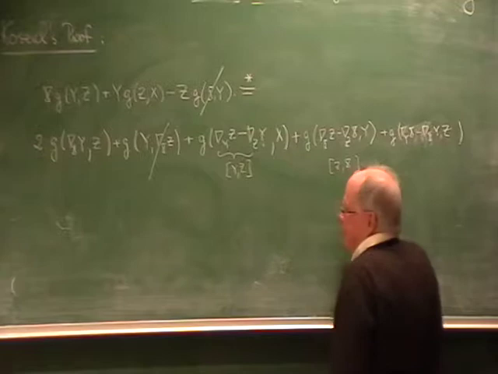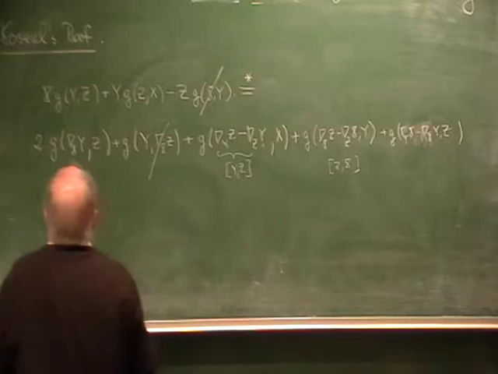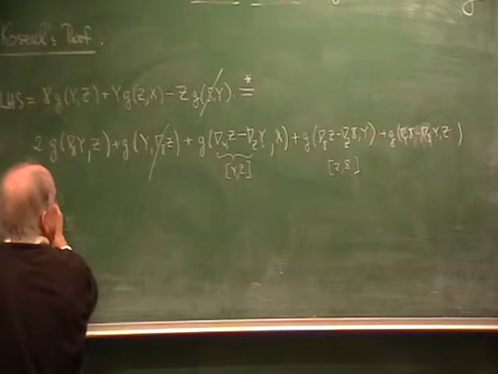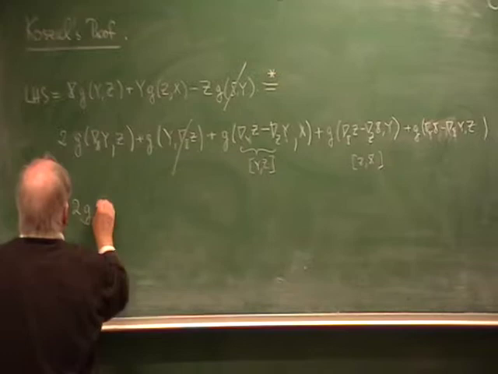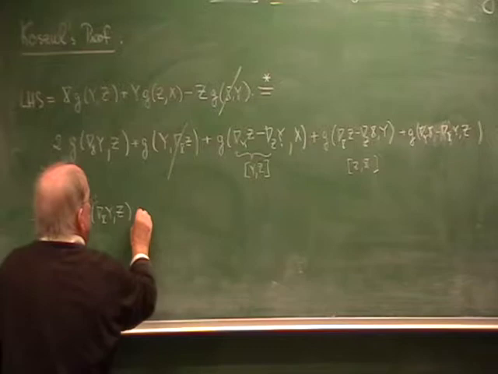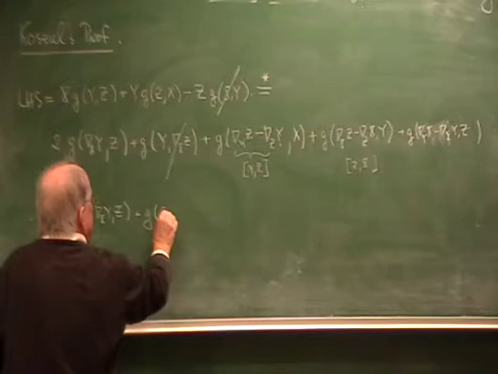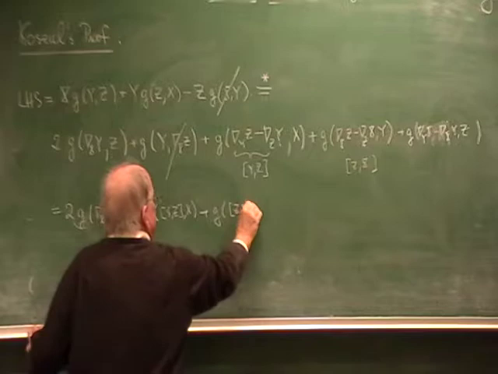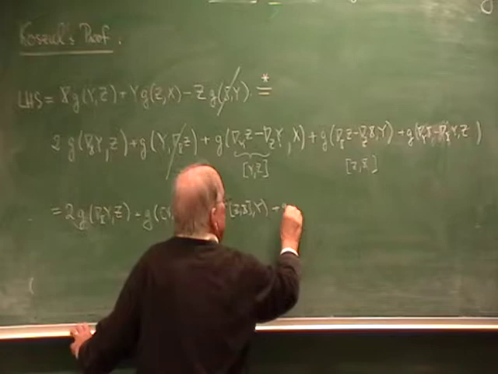So look at this. This is Kozul's calculation, I think. I hope. Is that this left-hand side equals 2 times nabla x y z? Now I'll write the three things in there. It's wonderful. Y z x plus g of z x y. And then the final term is g of z x, and g of y x.